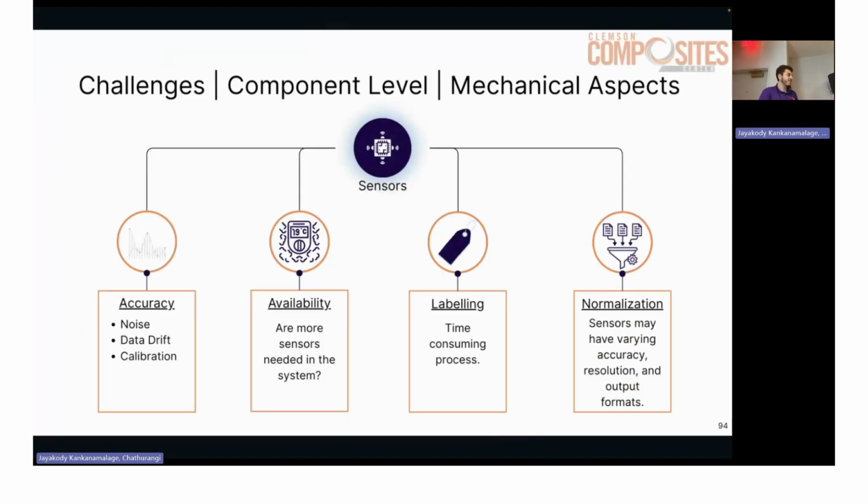There are some issues that you can run into when you come to sensors. The first issue that always pops up is the idea of accuracy. A lot of sensors tend to produce a lot of noise, and noise can also be detrimental for your model's accuracy and its actual predictions.